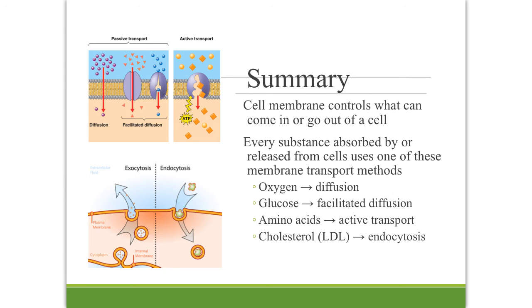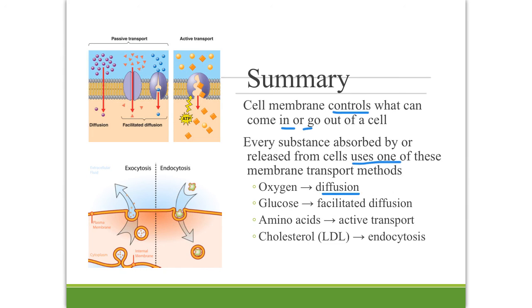So in summary, and I don't know why I have 2 lines on this page, that's strange. But in summary, the cell membrane controls what can come in or go out of the cell. So every substance that's absorbed, that moves in, or released from the cell uses one of these cell membrane transport methods. Different substances will use different methods, or sometimes the same substance will use a different method in a different place in the organism. Just for an example, the oxygen that we breathe moves through our body because of diffusion. It's just diffusing into the cells from the lungs or into the bloodstream and then into the cells.